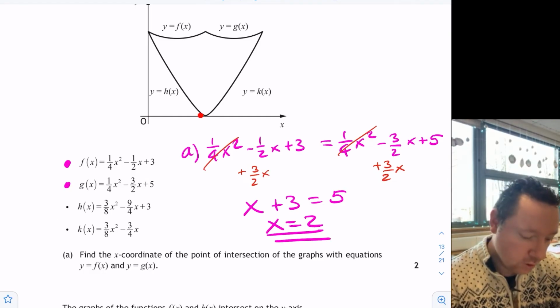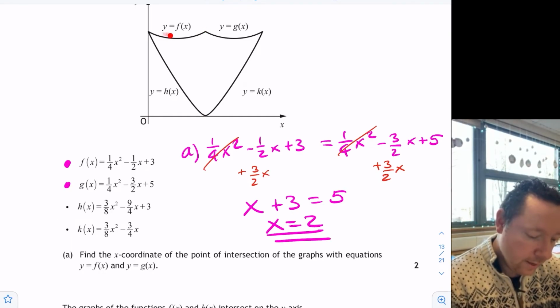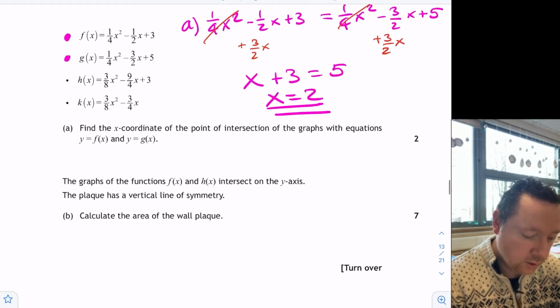We've already got our first limit, it's 0. We need to know this one. Well, this one is going to be the same as this one, which you worked out in part A, where these two intersect, which was 2. So I need to do the integral of the upper f of x minus the lower h of x between 0 and 2.